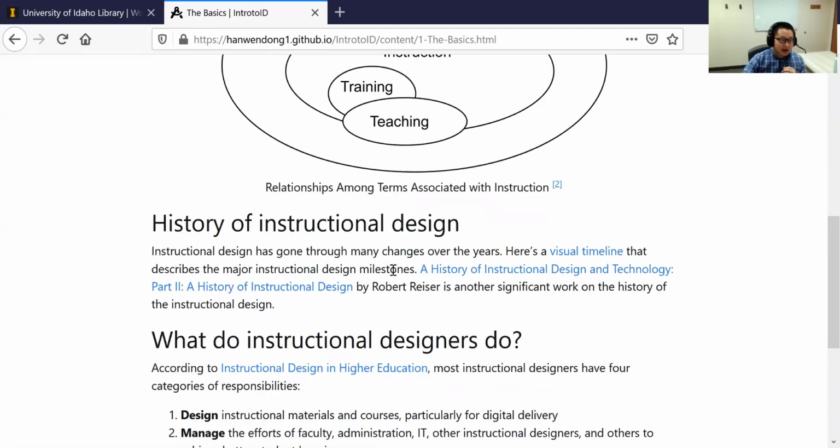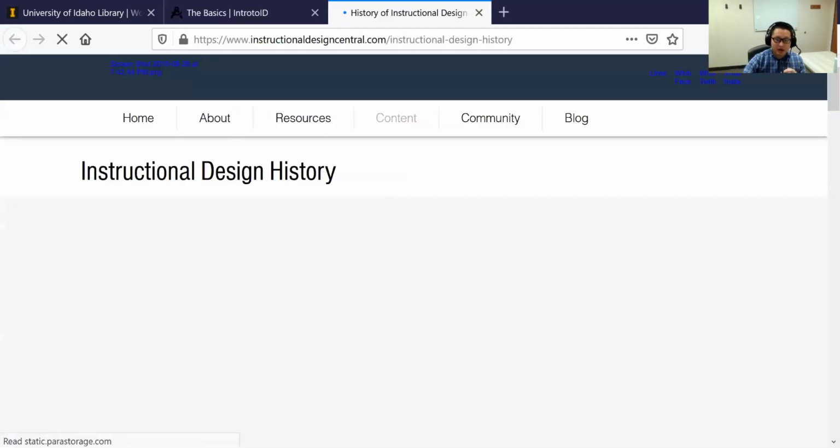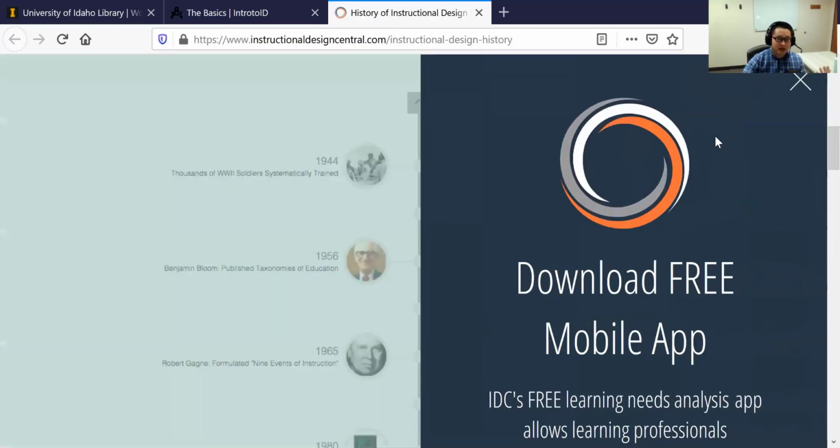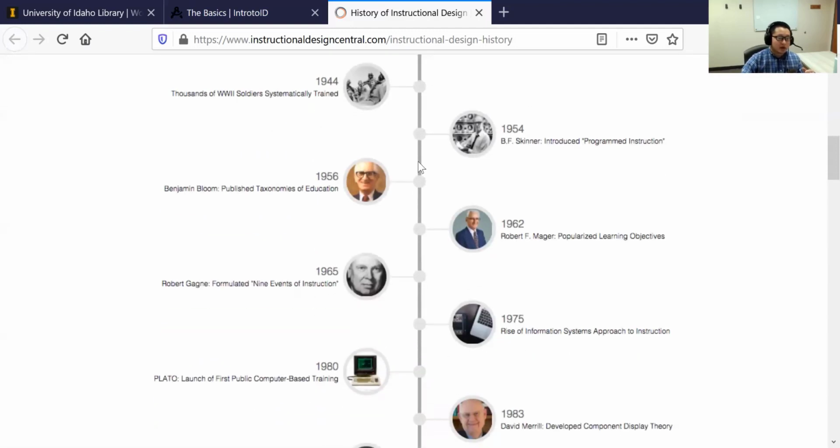Next, let's take a look at the history of instructional design. So I found this visual timeline, which really gives us the perspective of different milestones that instructional design has gone through over the years. In the 1940s, this is where instructional design started to gain more traction. During World War II, we had several psychologists and education specialists that were asked to create training materials for several thousands of soldiers.